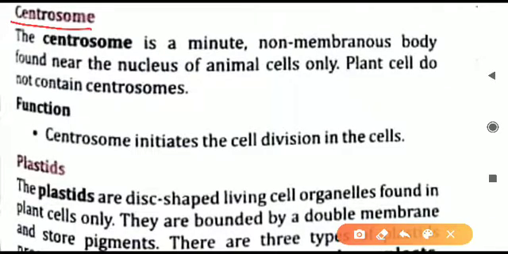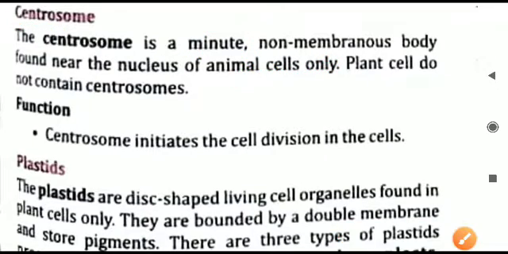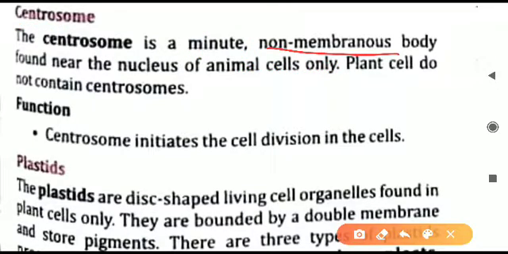Next one is the centrosome. It is a minute structure. Minute means very small, a non-membranous body. What does non-membranous mean? It means that the centrosome does not have any outer boundary. No membrane is there outside it. It is very small and non-membranous, and generally it is present near the nucleus. One important thing you have to note, it is only present in the animal cell. Plant cells will not have any centrosome. Only in animal cells is the centrosome present.